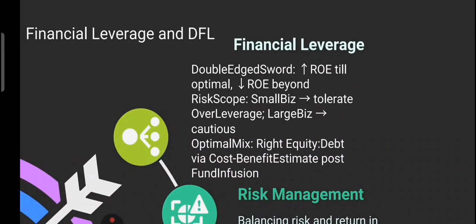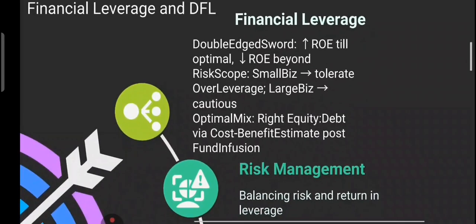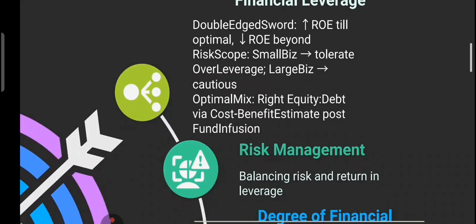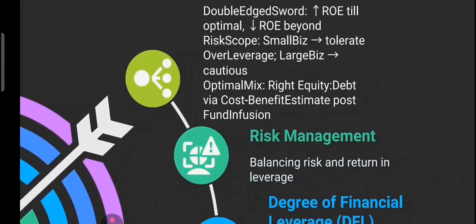It can amplify your return on equity. This ROE means return on equity. It can increase your return on equity if you use it wisely. But if you overuse it, as large firms do, it can be dangerous. A small business might tolerate higher leverage, but larger corporations need to treat it cautiously, right? So that is why an optimal mix is required, a mix between equity and debt. So the goal is to strike the optimal mix between equity and debt, and that is where CBA comes in. What is CBA? Cost benefit analysis.